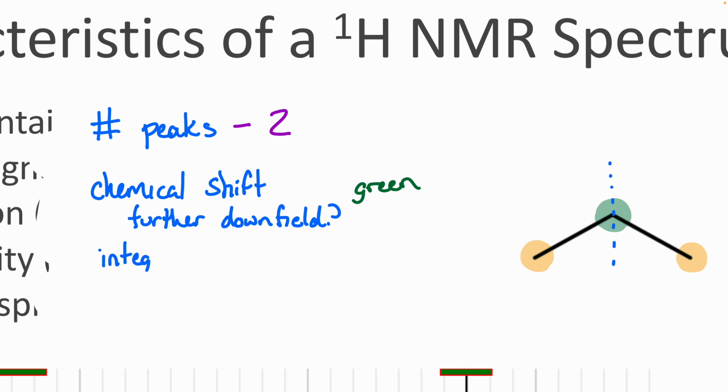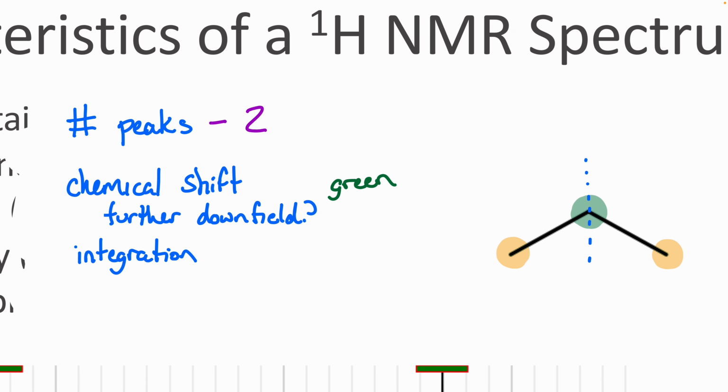All right, what about the integration of those two peaks, corresponding to the number of hydrogens in that chemically distinct group? What would be the integration of my orange peak? How many hydrogens? 6. And what about my green group? How many hydrogens? 2. Remember, we're in an H1 NMR now, so we're talking about hydrogens, not carbons.